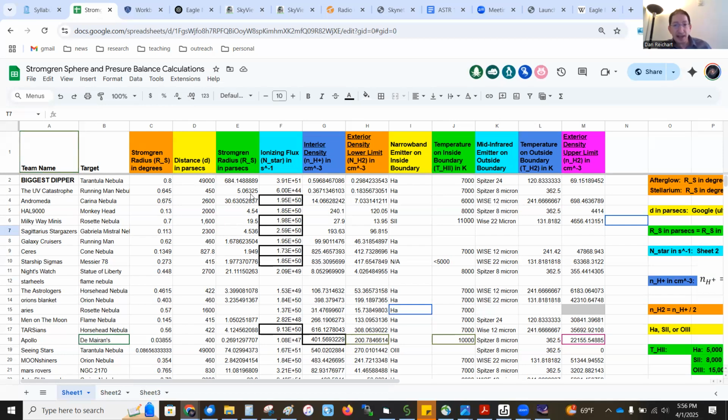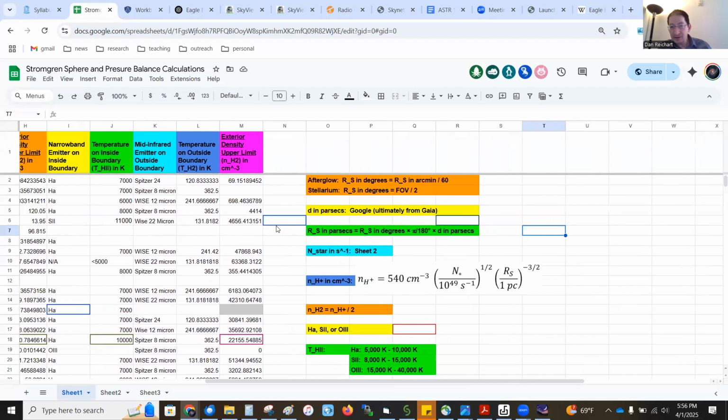Okay, so we got the size. Here's the equation. What we're gunning for is calculating that interior ionized proton density. We now have the size in parsecs. So now the tricky part, the ionizing flux. It's coming from the hot stars. You got a lot of O stars, you have a lot of ionizing flux. If you don't have as many, you have less. B stars, they produce a little bit.